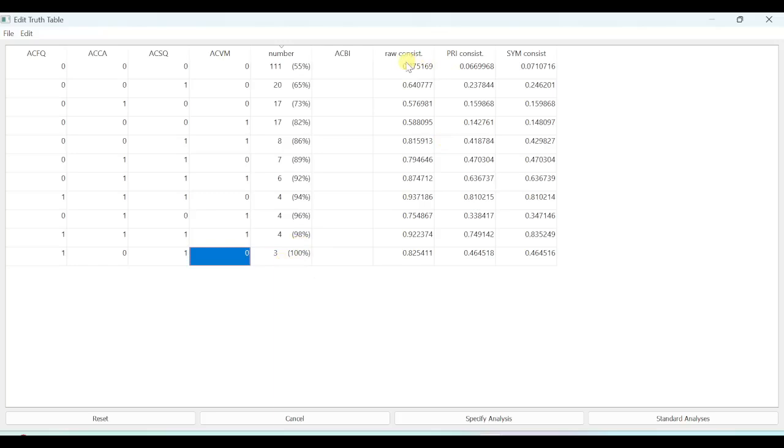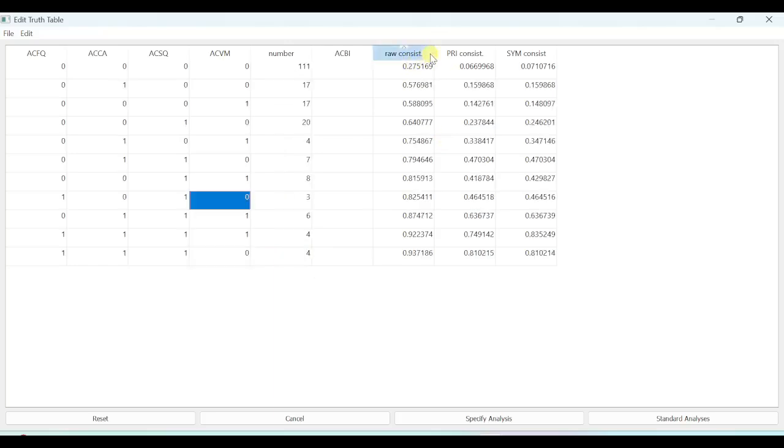Now I'll look at the raw consistency scores. Let them be sorted in descending order, the highest raw consistency first, that is 0.93, and the lowest 0.27. Now the raw consistency threshold is 0.75. So you see up till here the raw consistency score is acceptable. It's 0.75 or above. Below this, it's not acceptable.